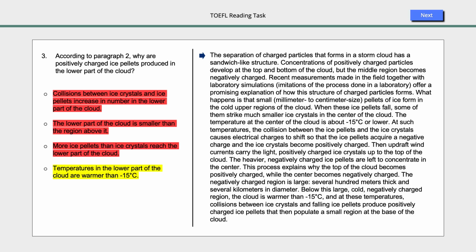And the final option says, temperatures in the lower part of the cloud are warmer than -15 degrees Celsius. We know this is true because the passage says in this region, the cloud is warmer than -15 degrees Celsius. But does that cause production of positively charged ice pellets? It says, at these temperatures, collisions between ice crystals and falling ice pellets produce positively charged ice pellets. So we know that the temperatures cause this. So this option is correct.